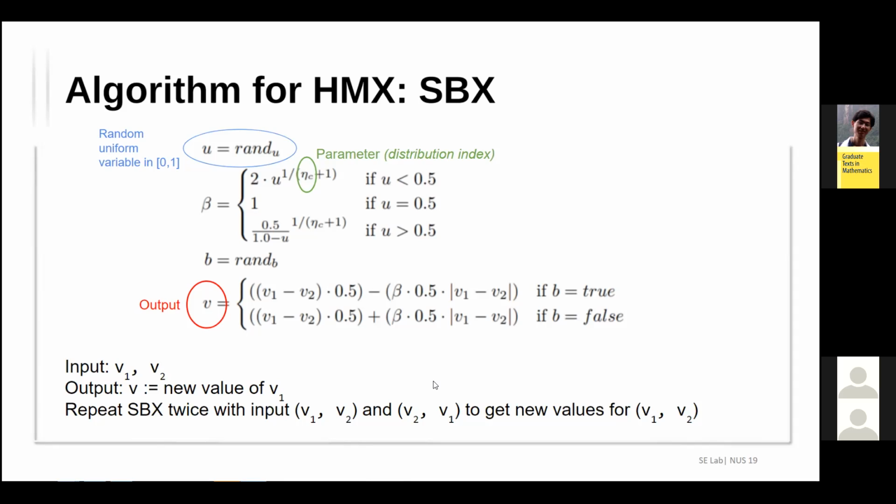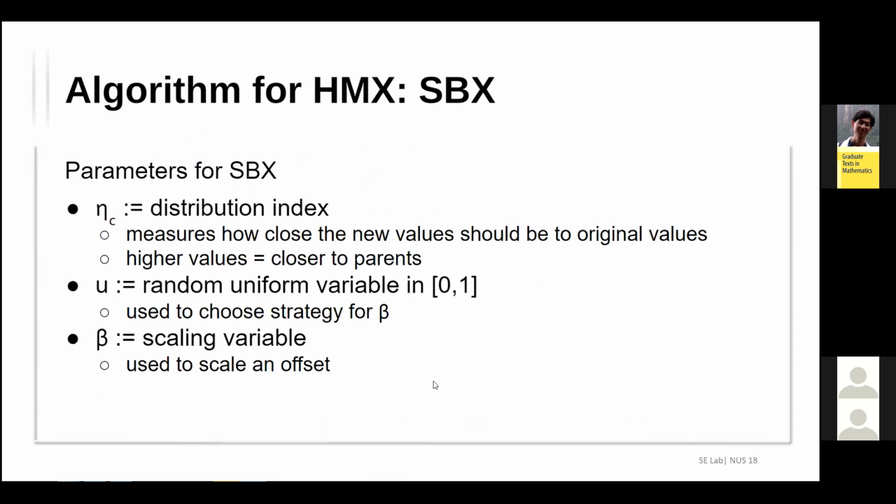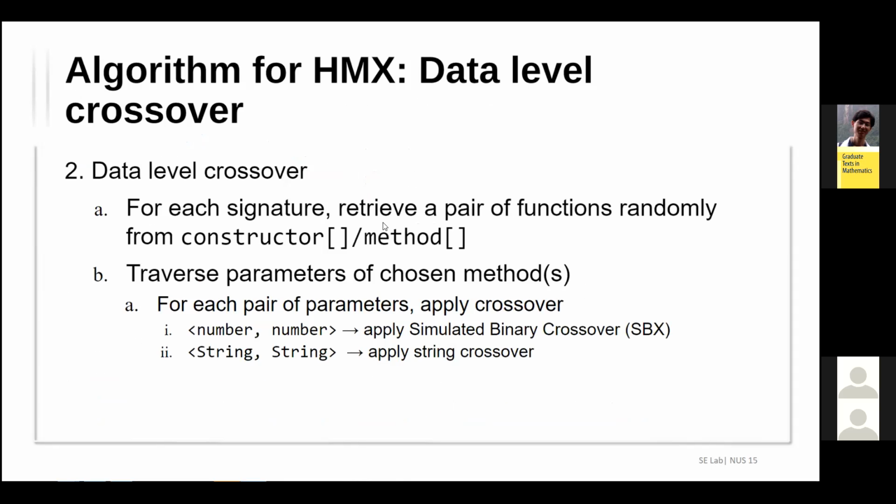Can you be more specific on that? Yeah, sure. So if we look at it again, we look at pairs of method calls that are determined to be compatible in the procedure before, and we traverse the parameters of these method calls, and for each pair of parameters we apply the crossover. So this is only valid for methods that have numerical parameters or string parameters.